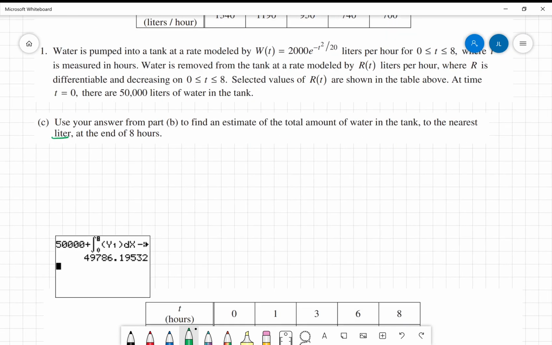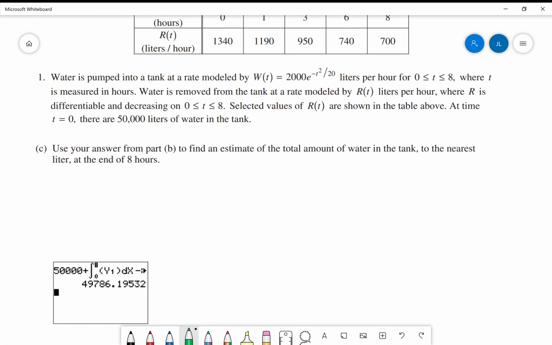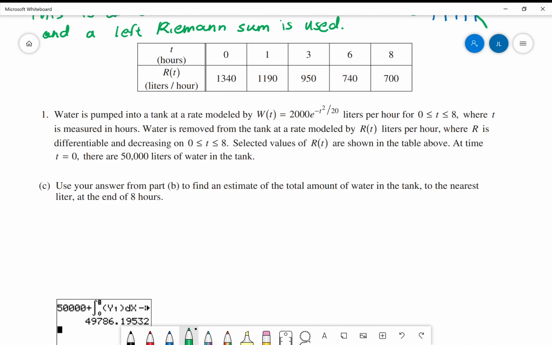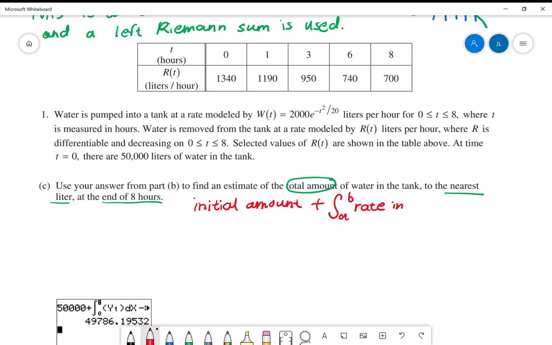Moving on to letter C, use your answer from part B to find an estimate of the total amount of water in the tank to the nearest liter at the end of 8 hours. When you see the words total amount, again, you should be thinking integrals. And because we're looking for the total amount at the end of a time period, you need to remember 3 things. The setup is initial amount plus the integral of the rate in minus the integral of the rate out.